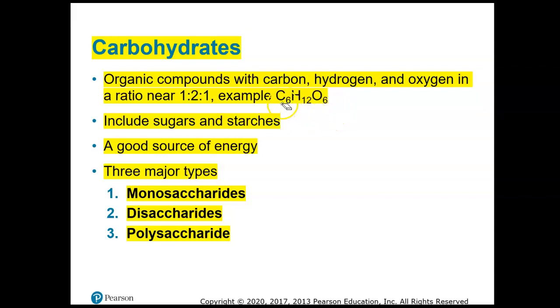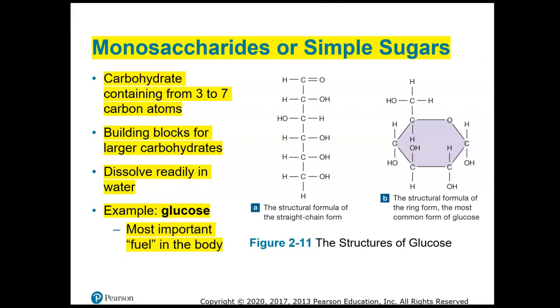You could also have like C4H8O4 or C5H10O5. But carbohydrates include sugars and starches. They're a good source of energy, and there's three major types. There are monosaccharides, disaccharides, and polysaccharides. Monosaccharides means literally, mono means one and saccharide means sugar. They're simple sugars, one sugar.